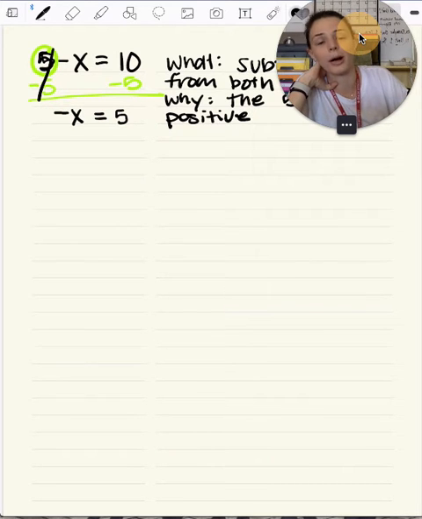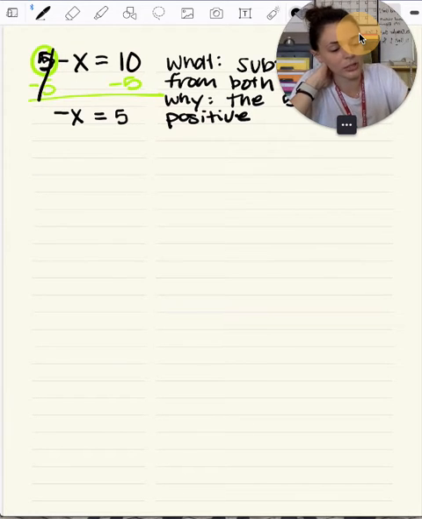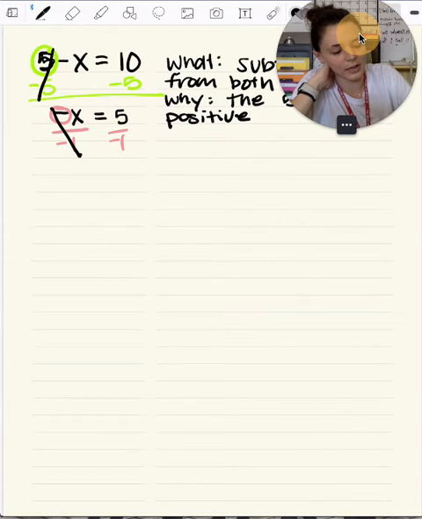I want to find out what positive x is. So negative x is the same thing as negative 1x, which means we are going to divide both sides by negative 1. These cancel out, and we are left with x equals 5 divided by negative 1 is negative 5.